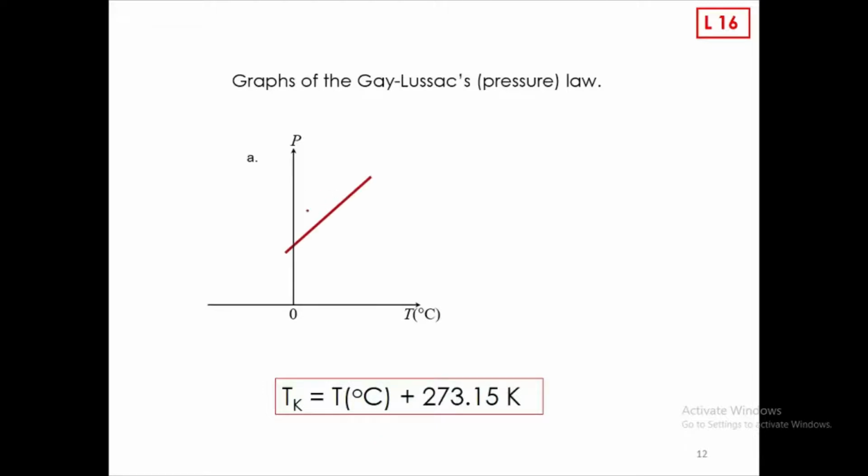If the pressure is against T in degrees Celsius, we know that we need to extrapolate the graph until we get negative 273.15 degrees Celsius. And then the second graph, if we get the pressure against temperature in Kelvin, we will get a straight line graph that reaches the origin.